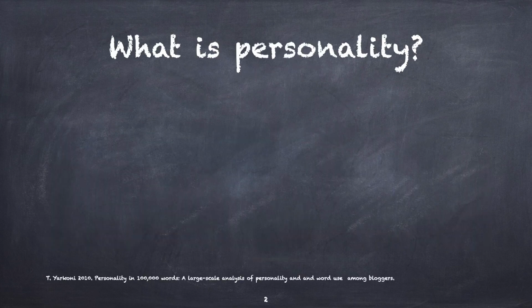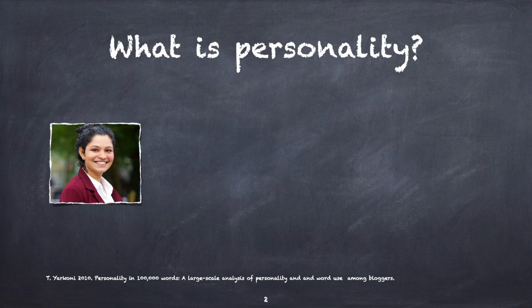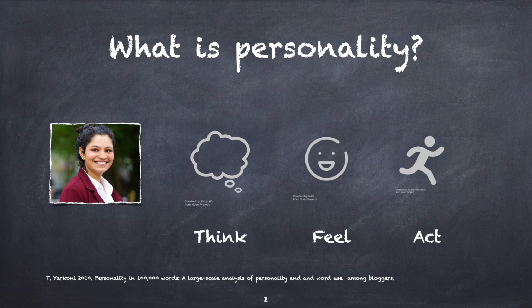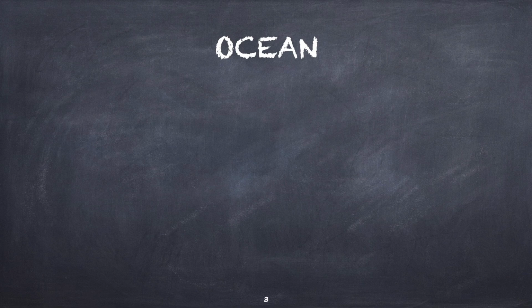It is a joint work with Frenk, then a master's student at TU Delft, and Professor Andy Zaidman, also from TU Delft. Let's start with what is personality? There are many definitions of personality in psychology, but in simple terms, it can be described as follows. This is me. How I think, feel, and act is an indicator and a reflection of my personality.